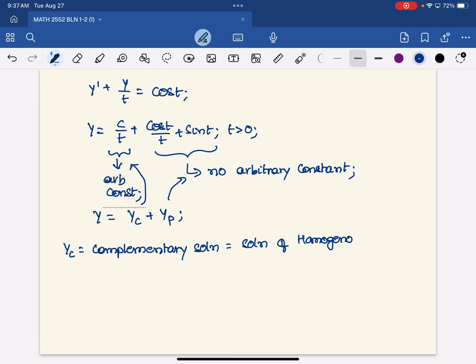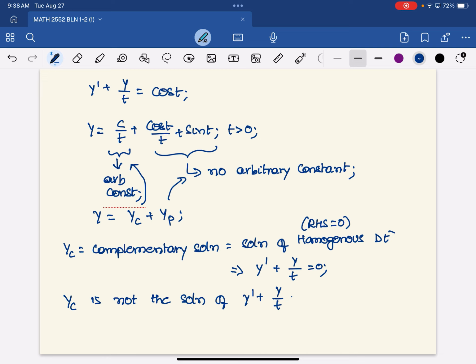This is a solution of the homogeneous differential equation. Homogeneous means the right hand side is equal to 0. So in this case, it is a solution of y prime plus y over t equals 0. Remember that yc is not the solution of the differential equation y prime plus y over t equals cosine t. When the right side is not 0, then yc is not the solution. If the right side is 0, then it is the solution. Is that clear?